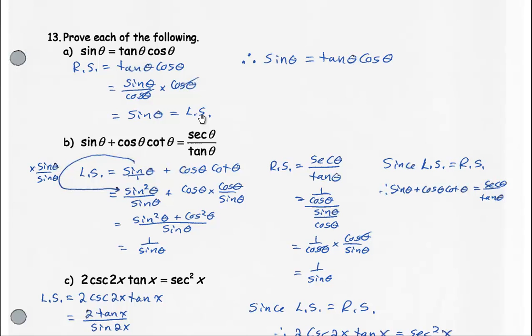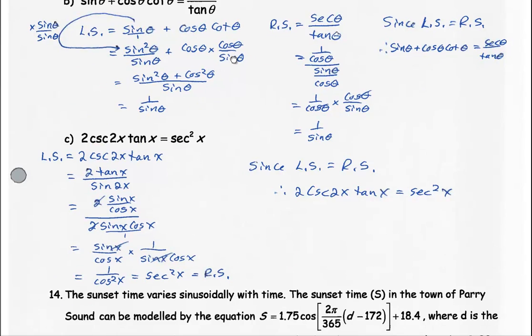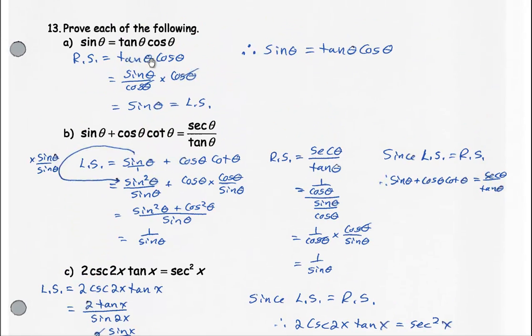In question number 13, we're asked to prove 3 identities. And the first one, we're asked to prove that sine theta equals tan theta cos theta. The right side is the tan theta cos theta, and I always try to start with the larger, more complicated side, so I would consider the tan theta cos theta to be the larger side here. And so I'm going to use the trig ratio that tan is sine over cosine. So I'm going to change the tan theta into sine theta over cos theta.